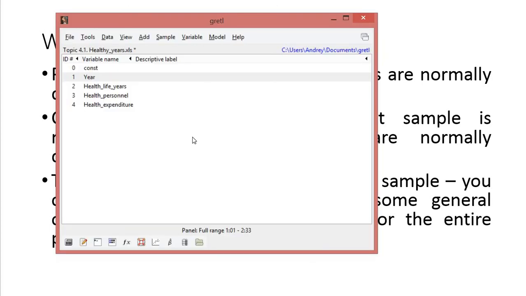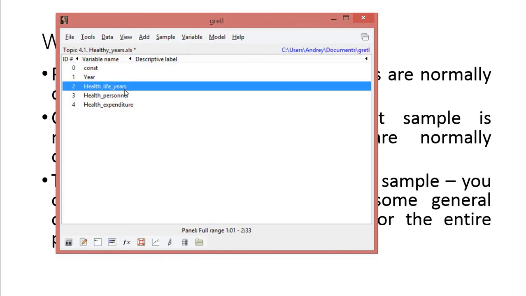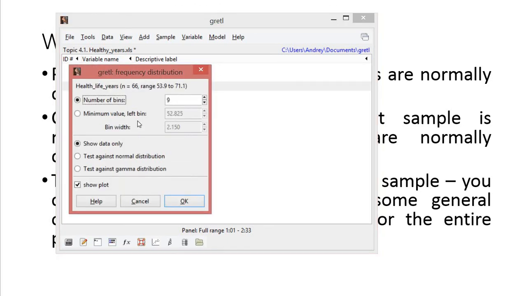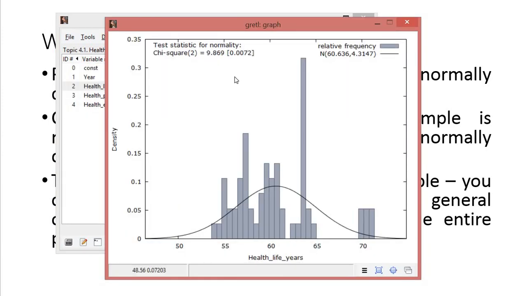So for this purpose, you use Gretl. I used the Healthy Life Years dataset. As usual, it's attached to this lecture. You can find it in the materials. I want to analyze the frequency distribution. So the number of bins basically specifies the degree of precision. If you add more bins, then it will be more precise. And I would like to test against normal distribution.